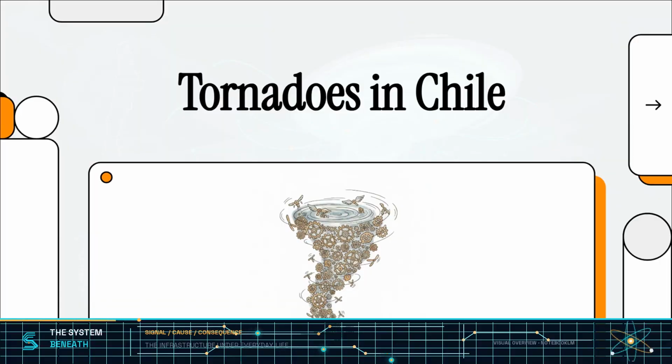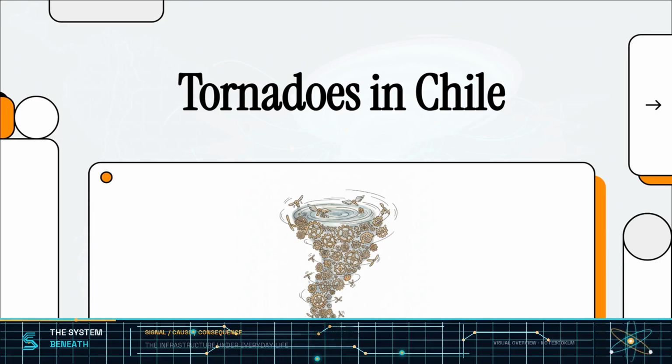Welcome to this explainer. Today, we're going to look up at the sky a little bit differently. We usually think of the atmosphere and weather as just random events, right? Things that just happen to us. But what if we completely reframe that? What if we look at the atmosphere not as random weather, but as a massive, invisible machine?